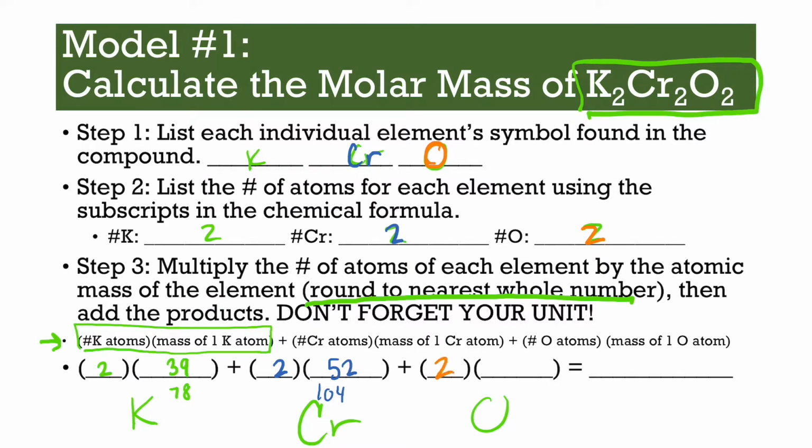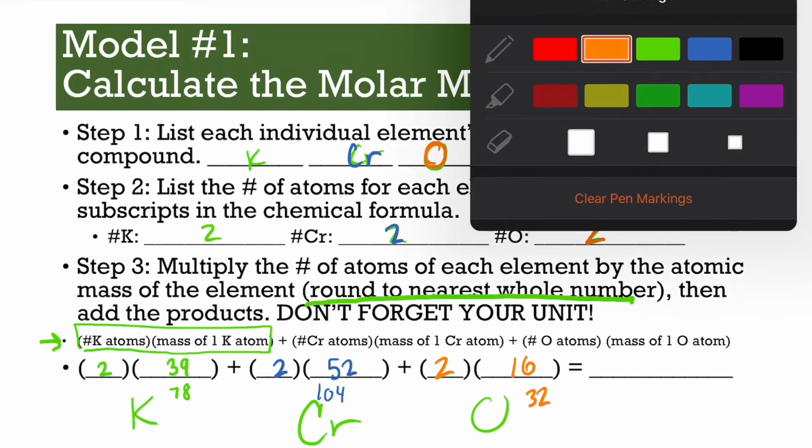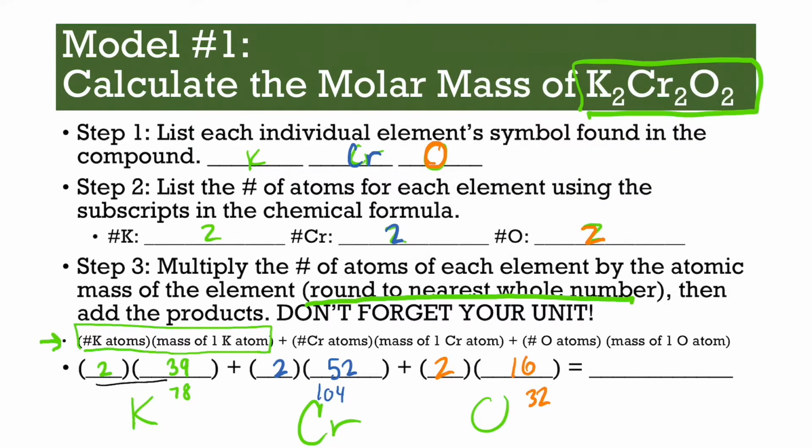So we have 2 oxygens in our formula. If we look at the reference table around to the nearest whole number, you get 16. Means 32 grams come from oxygen. So what we did was find the part of each of those elements. And now we have to find the whole. So 78 plus 104 plus 32 gives you 214 grams per mole.